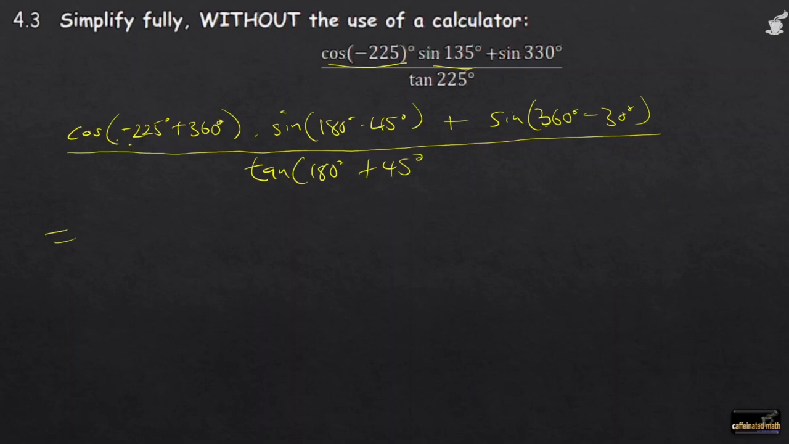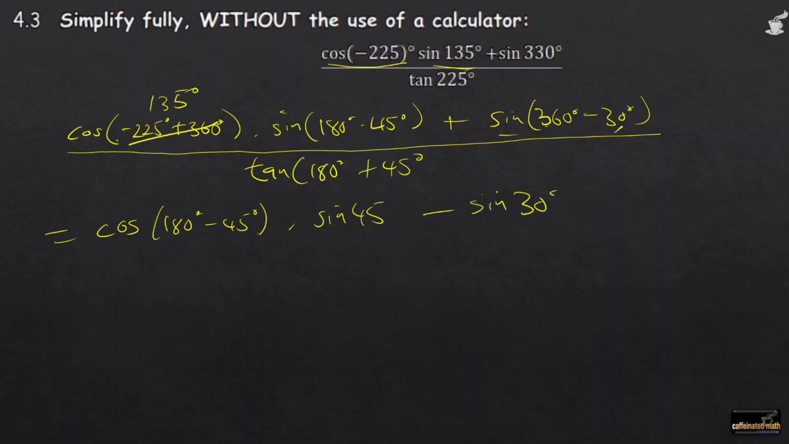So this becomes 135 degrees, which means we have cosine of 180 degrees minus 45 degrees over here. Well, that's ready for reduction. That's just sine of 45 plus, well, this is the 4th quadrant, which means I can get rid of that, change the sign, because sine is negative in the 4th quadrant, and we'll have sine of 30 degrees.